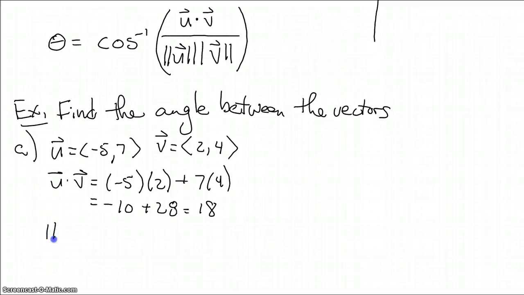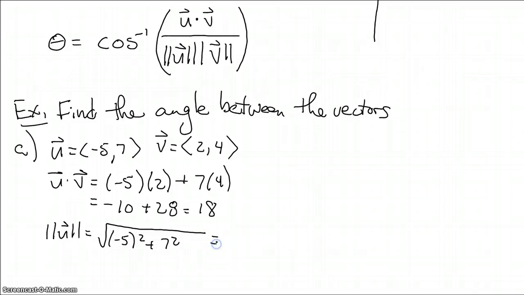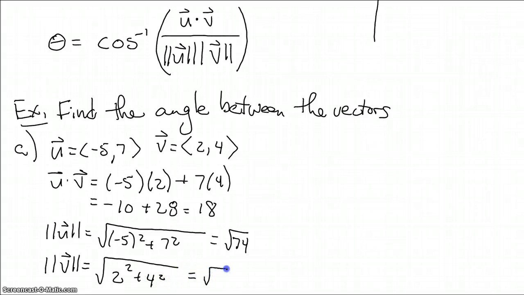We also need the magnitude of u, so that's going to be the square root of negative 5 squared plus 7 squared. So in order to save some time here, we'll figure that all out. That's the square root of 74. And we need the magnitude of v. So that's going to be the square root of 2 squared plus 4 squared. So that's going to be the square root of 20. And really there's no need to simplify these.